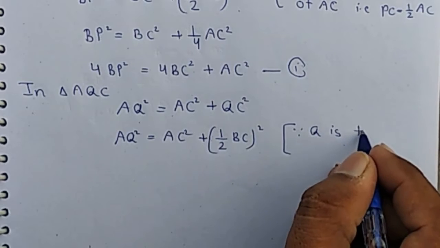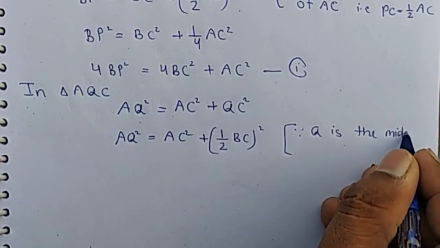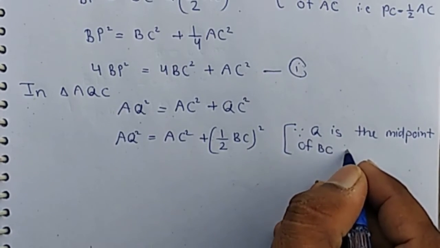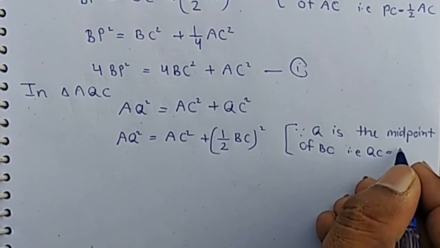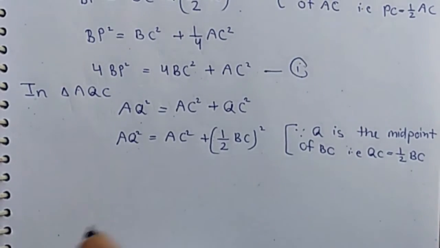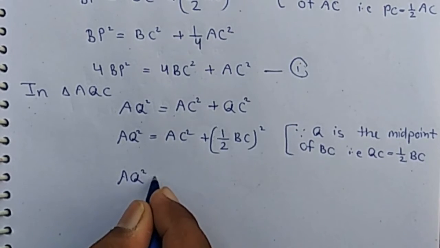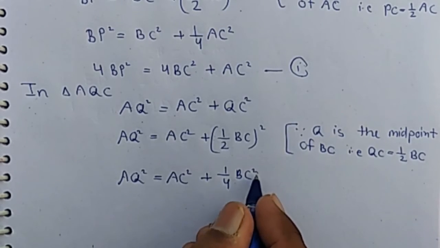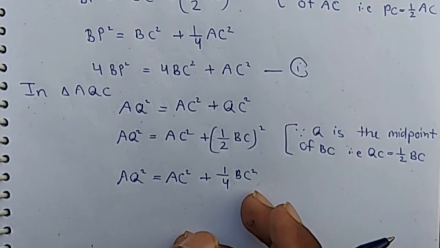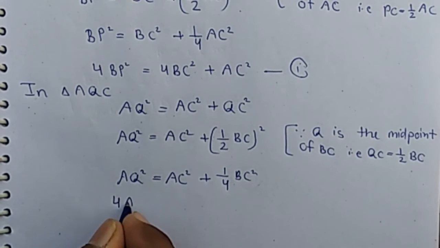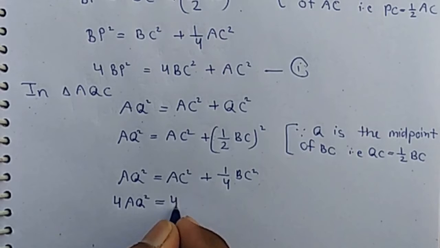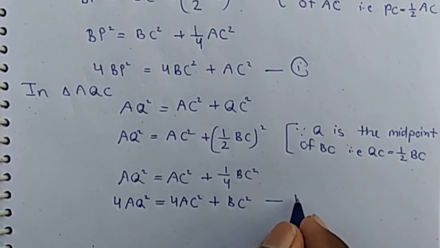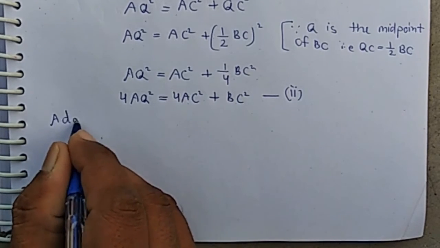Q is the midpoint of BC, that is QC equals half BC. Now AQ square is equal to AC square plus 1 by 4 BC square. Now multiply the whole equation by 4. We have 4 AQ square equals 4 AC square plus BC square. It is equation 2.